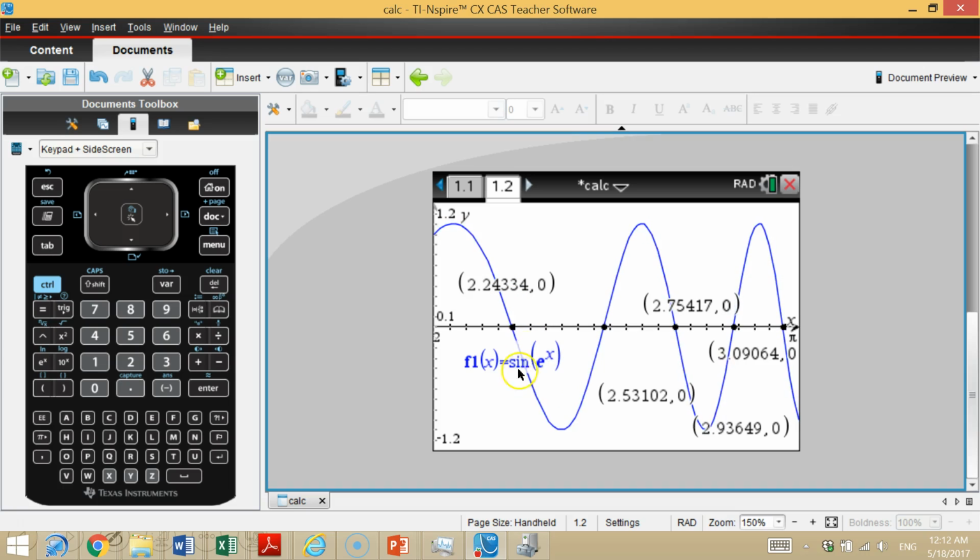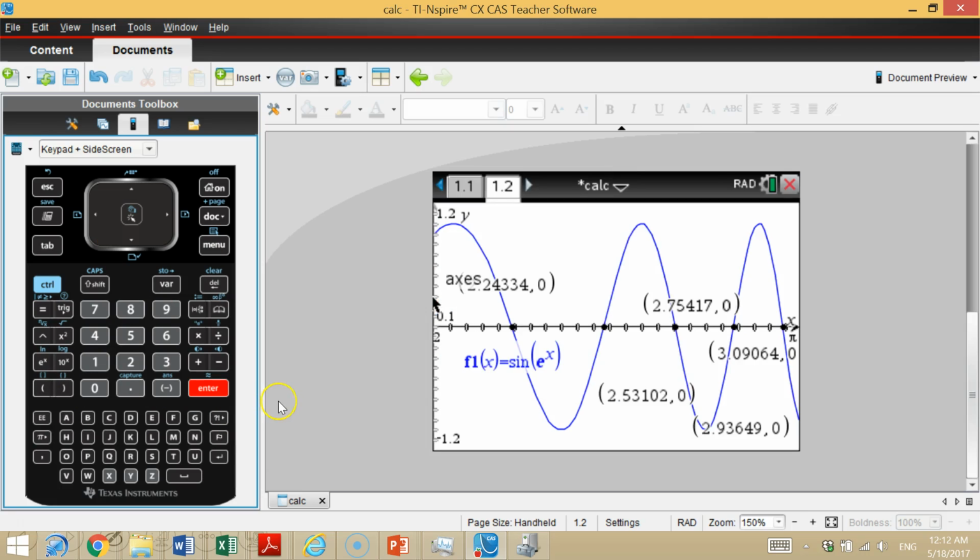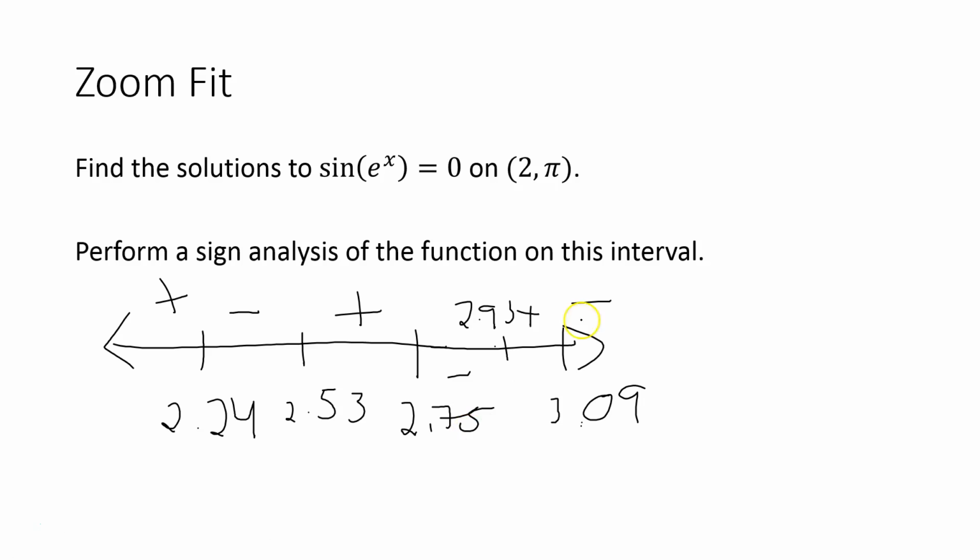So that's a little bit about how to use Zoom Fit. We set that X interval, and then we did Menu, Zoom Fit, which was letter A. So you can just type letter A right down here. That's going to fit it automatically to the X window that we have. Really nice anytime you're given an interval like this. Cool.